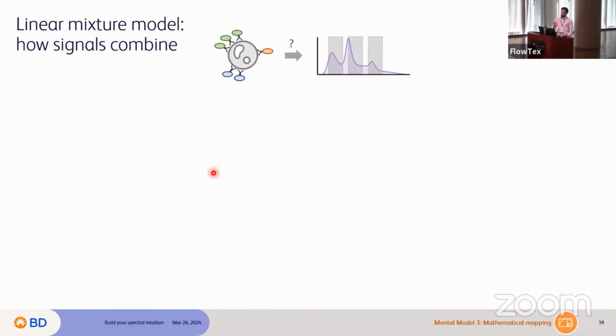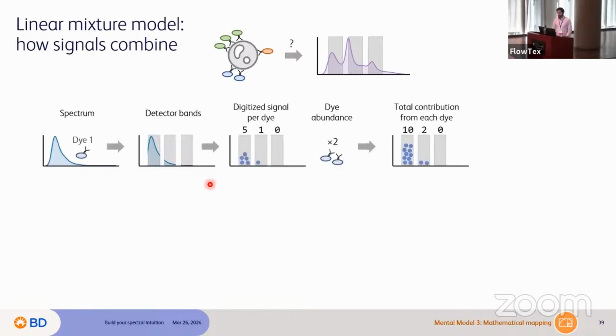So when we talk about compensation and spectral unmixing, all of this revolves around a type of math thing called a linear mixture model. And I'll explain what that means in a second. But basically, it's a way of formally describing how these signals from different fluorophores combine on my cell to make a final total signal.